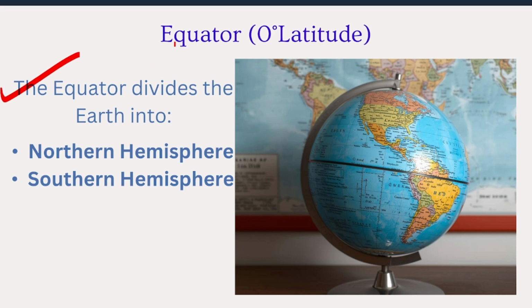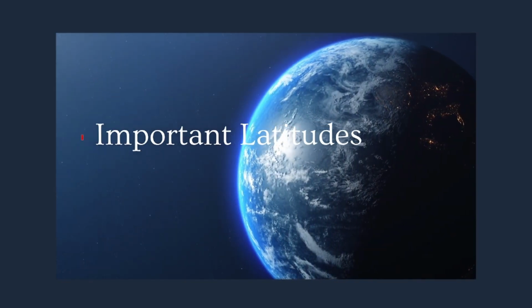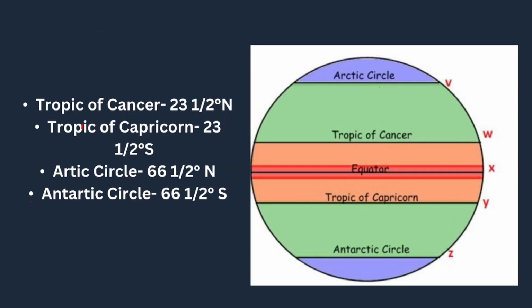So, important latitudes. I told you the equator is one. We have other important latitudes also. Let's look into that. We have four other latitudes which have equal importance to the equator. One is the Tropic of Cancer, the Tropic of Capricorn, the Arctic Circle, and the Antarctic Circle. These are the four other important latitudes found along with the equator. So we came across these five different latitudes.